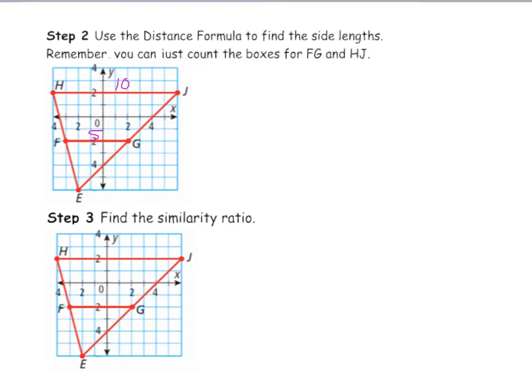Now what I need to do is find out the distance for FE, the distance for HE, the distance for GE, and the distance for JE. And you're going to do that while I do it on the side over here. You should probably pause the video at this point in time, that way we're not wasting video space. So pause the video, find the distances for EF, EH, EG, and EJ. We'll come back together and make sure that we have the same exact distances.